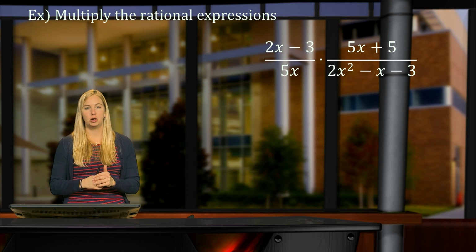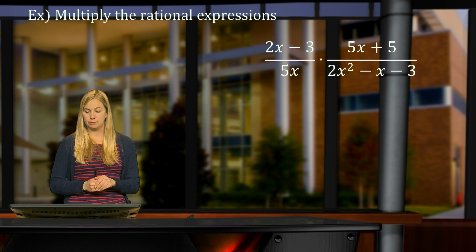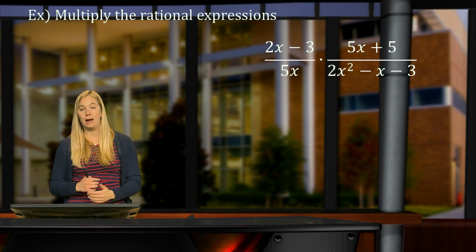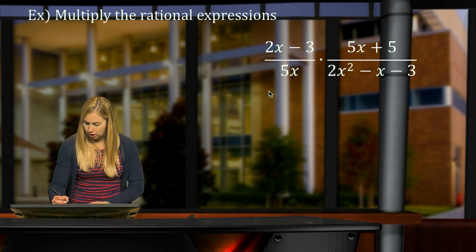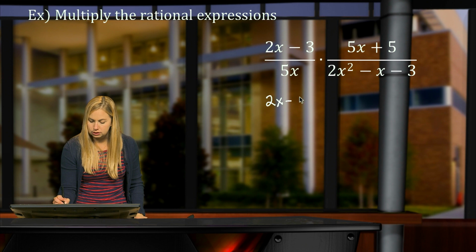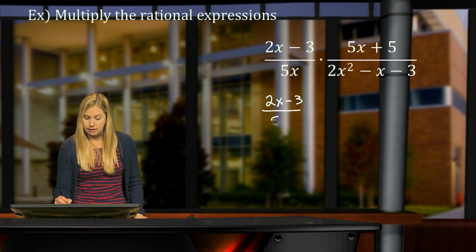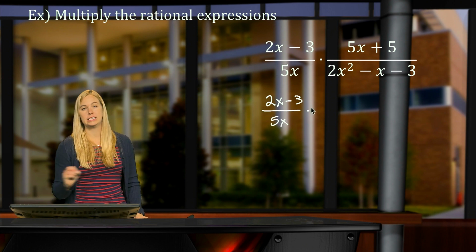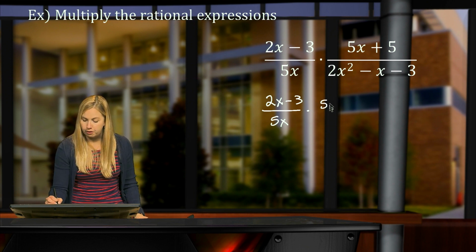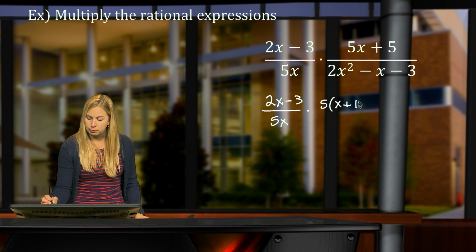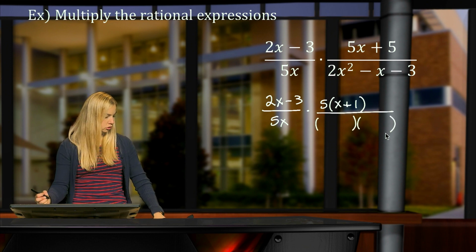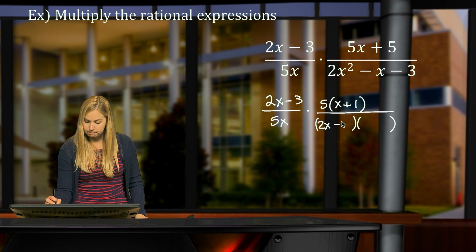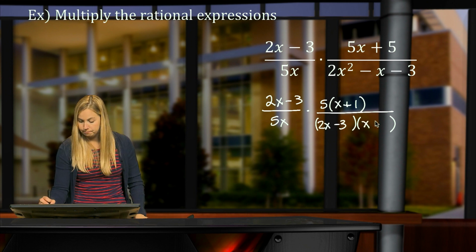So for our first example, let's look at 2x minus 3 divided by 5x, multiplied by 5x plus 5 over 2x squared minus x minus 3. Our first step, we want to factor everything. In our numerator, 2x minus 3, we can't factor. 5x, we won't factor. But in the second numerator, we can factor out a GCF of 5. So it's 5 times x plus 1. And in the denominator, this will factor to 2x minus 3 and x plus 1.